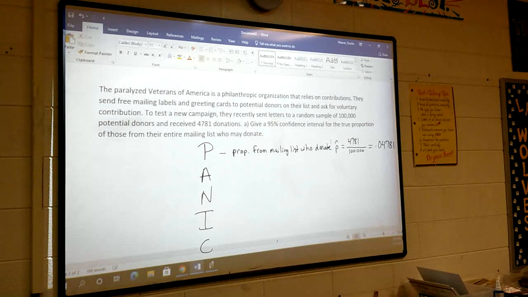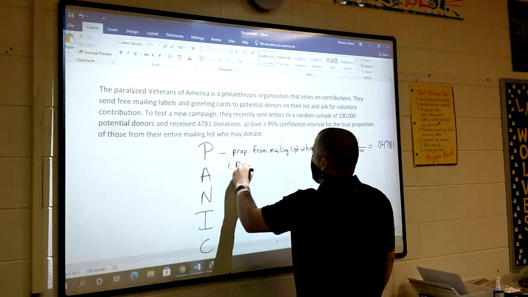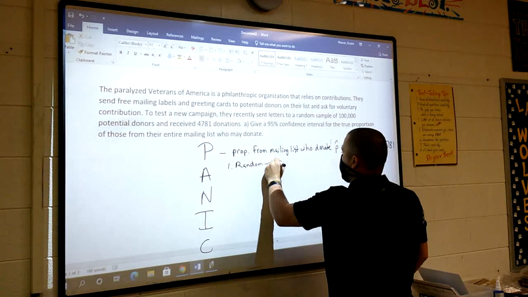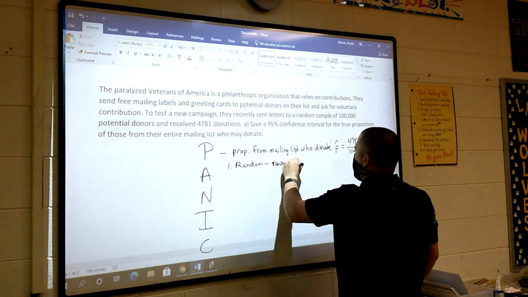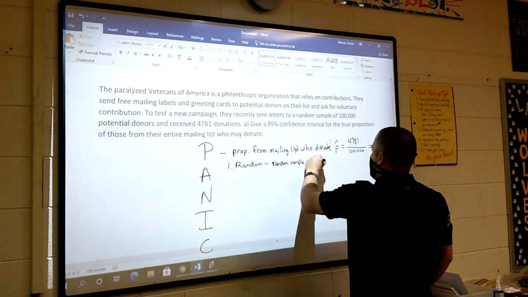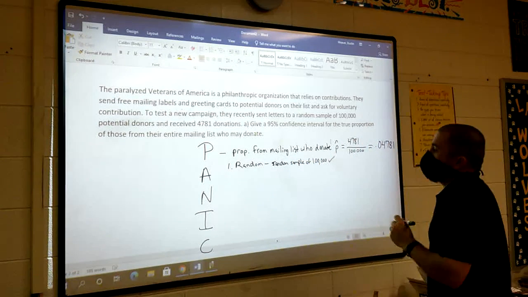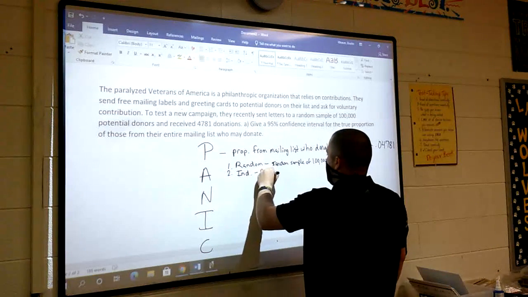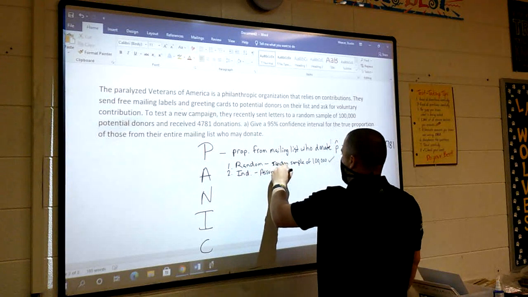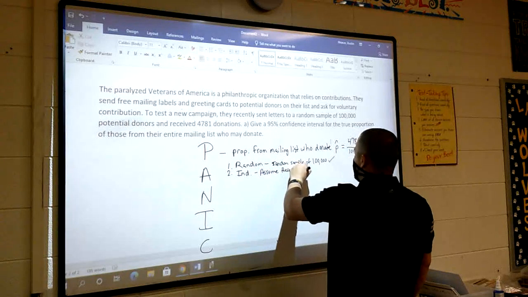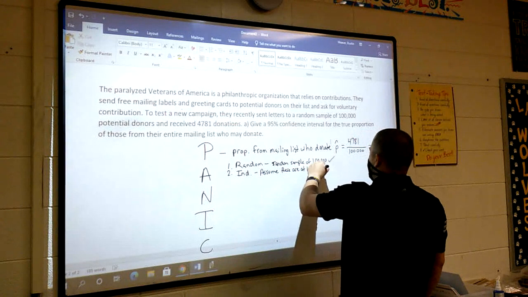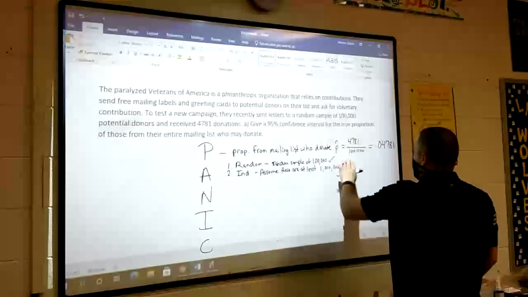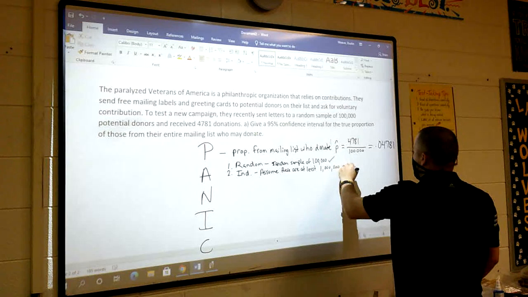A is our assumptions. So number one is random. We have to look in the problem for that. Random sample of 100,000. Check. Number two is independent. So we have to assume there are more than what? Assume there are at least how many potential donors? 1 million. Yeah, at least 1 million. If you want to write the word 1 million, that's fine. 1 million potential donors. It's got to be 10 times the size of our sample.